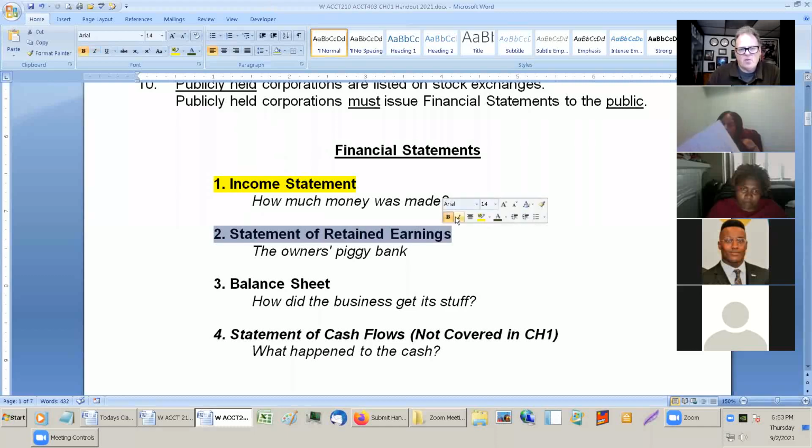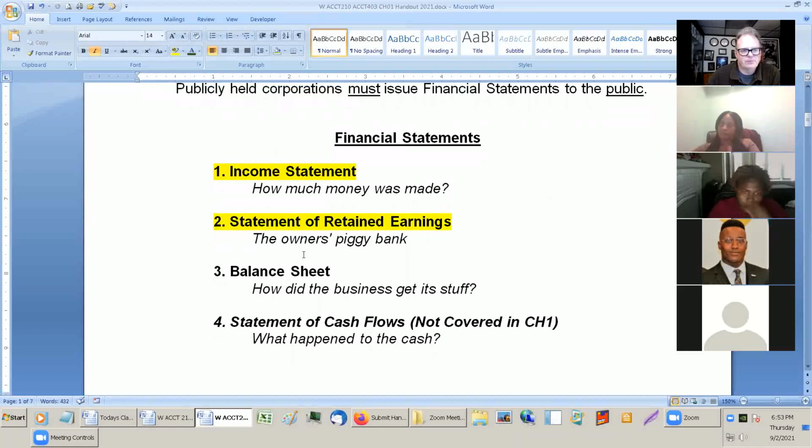Statement of retained earnings is a wacky statement. The wackiest one we're going to cover, and it's sort of like the owner's piggy bank. Which I know doesn't make any sense right now, but hopefully when we go through it, it will.